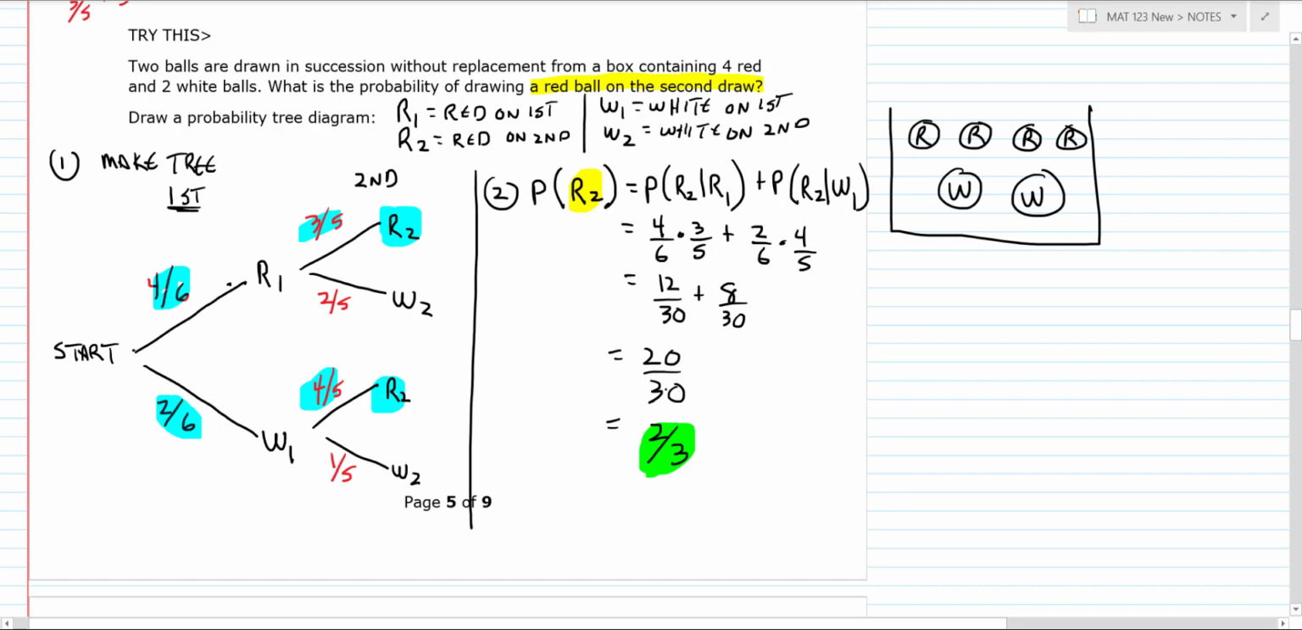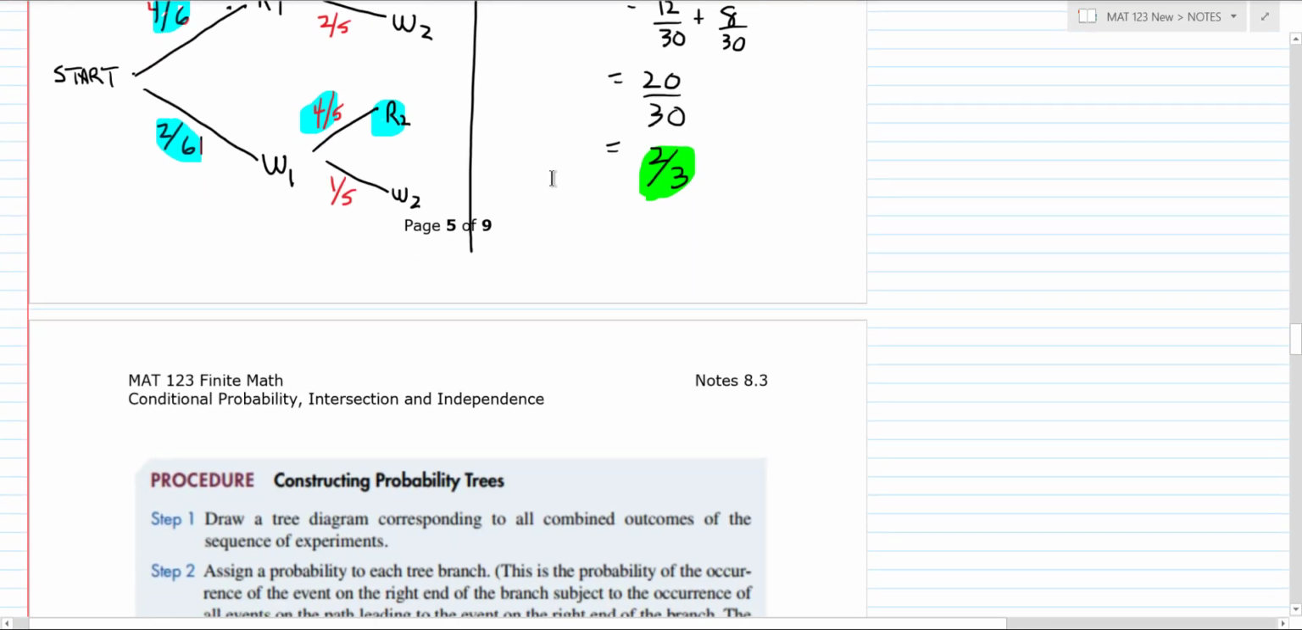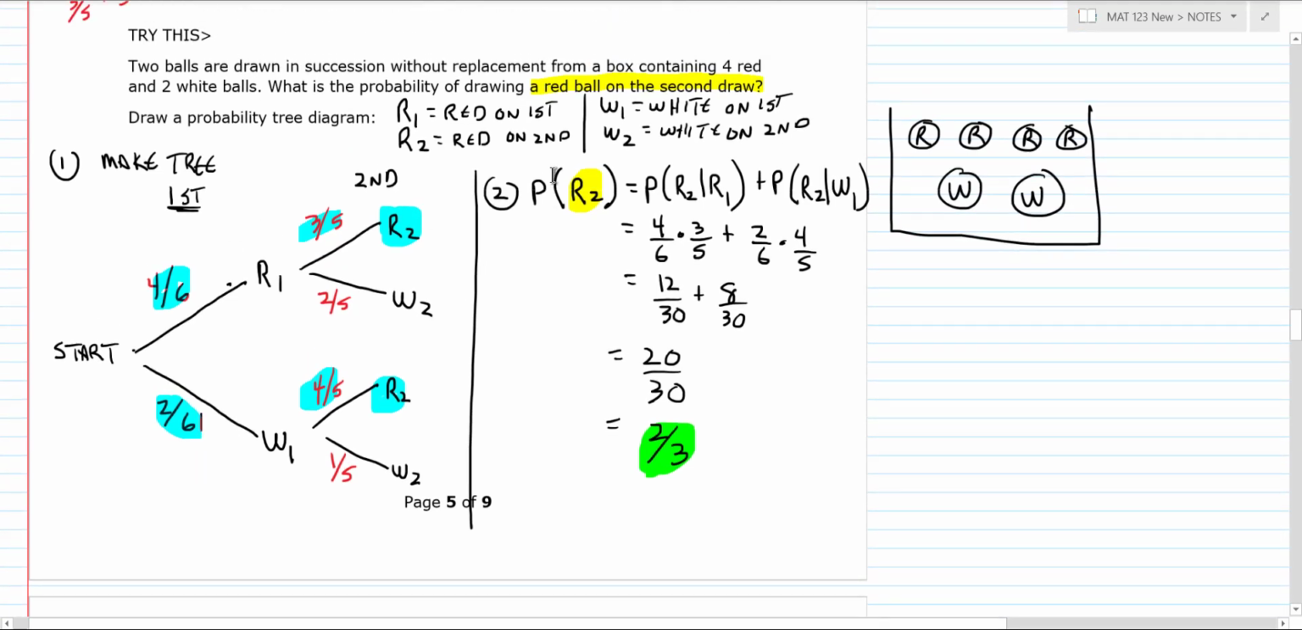Okay, so you got to look at that tree diagram, and there's 2 ways to get to red on the second draw. So that's how you put that together using that formula. Okay. All right, so pause if you need to look at that and absorb that a little bit. It's not hard to do.